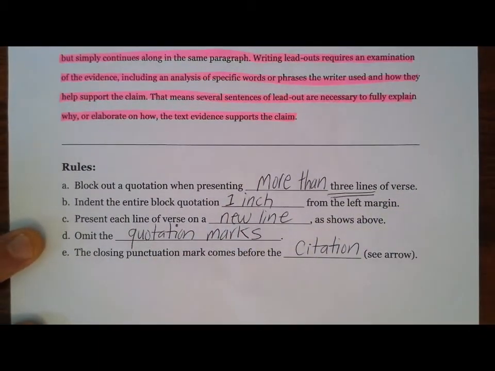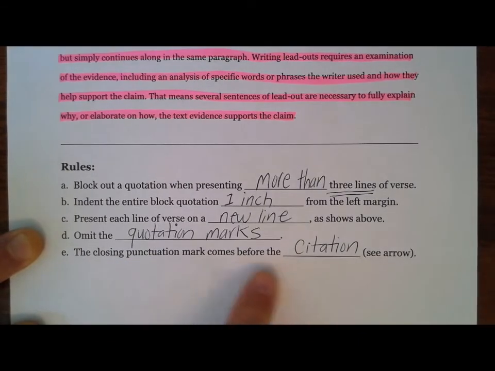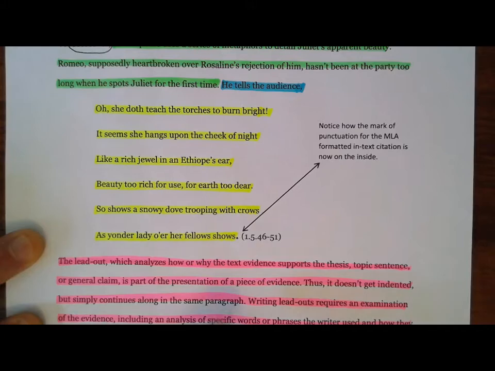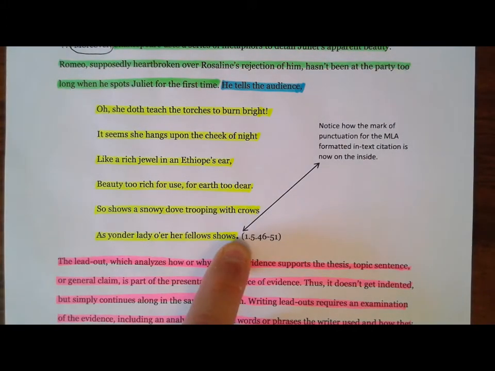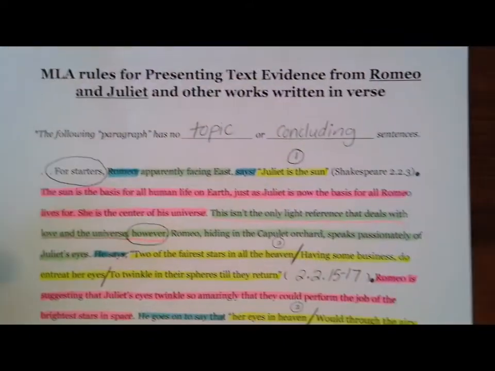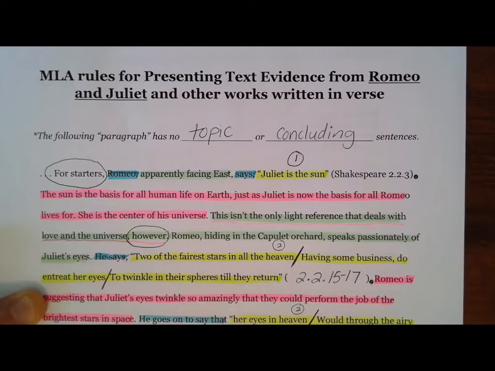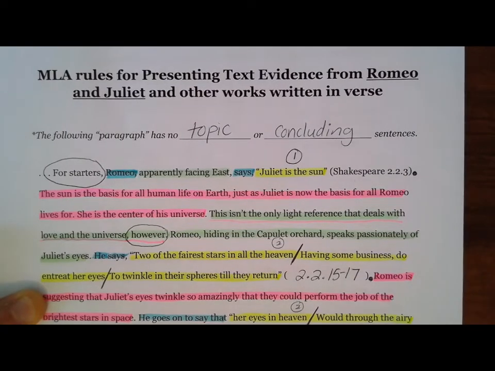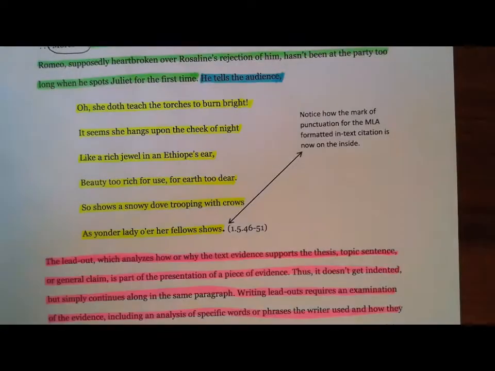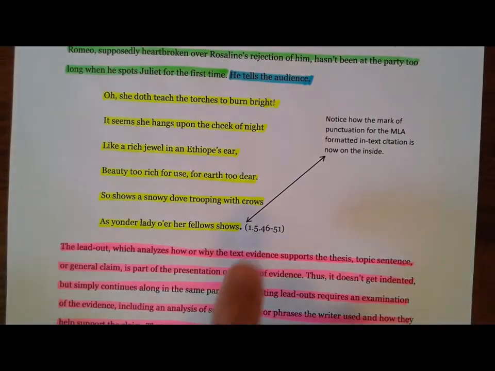And let's see, last but not least, oh yeah, the closing mark of punctuation comes before the citation now, which means this is what we were doing before with the block quote as well. It was a minor change, whereas in the previous lesson, in situations 1 and 2, the mark goes on the outside of the citation. But now with the block quote, it's on the inside. It's just a minor change. You're going to have to adapt and demonstrate that you can remember that.